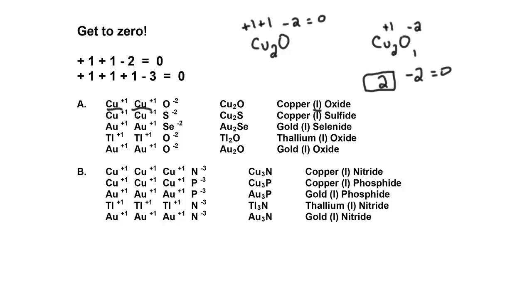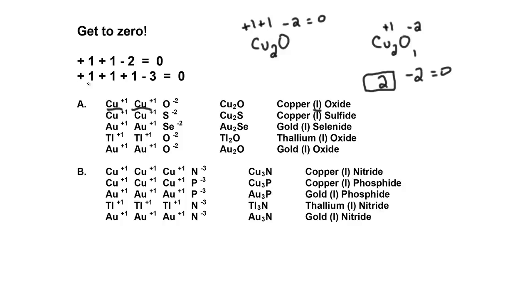So copper 1 again, and instead of oxide we're going to use sulfide. Copper 1 sulfide, Cu2S. Gold 1 selenide. Thallium 1 oxide, and gold 1 oxide. See how that works? All we did is take the plus 1s with the minus 2, followed our math equation, got the 0, and wrote out our formula. Then we named our formula using the Roman numerals because there's more than one in the box for all of these ions. If there was only one in the box, we would never use the Roman numerals.